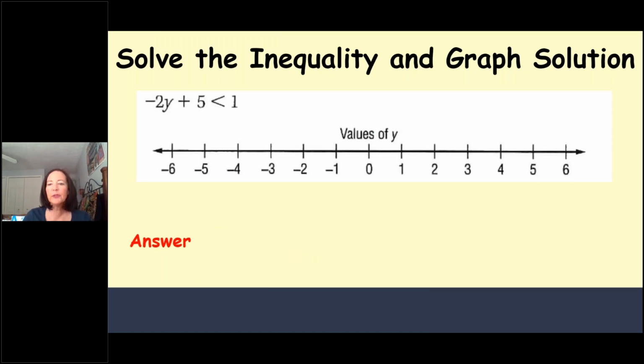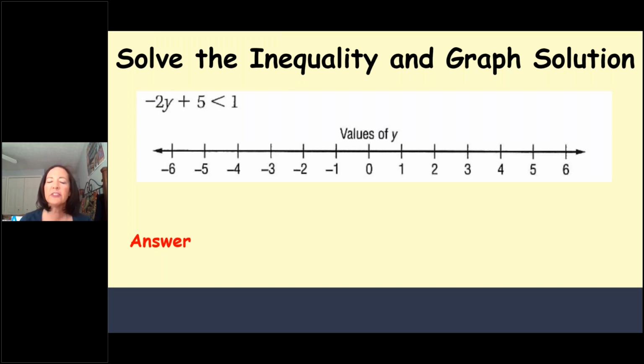Okay, how about this one? So this one is Tylisha's. Uh-oh, this is a tough one. Okay, -2 plus 5 is less than 1. Oh, wait, I think I read that wrong. It's -2y plus 5 is less than 1.